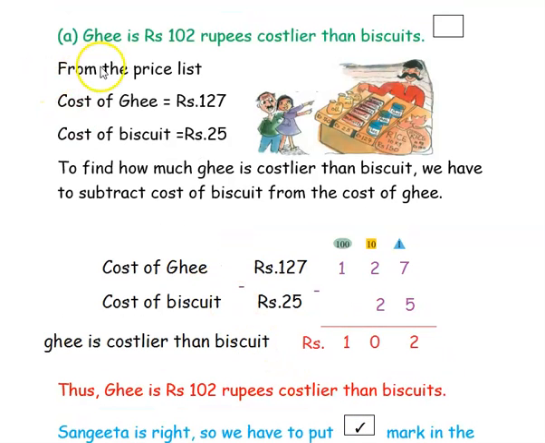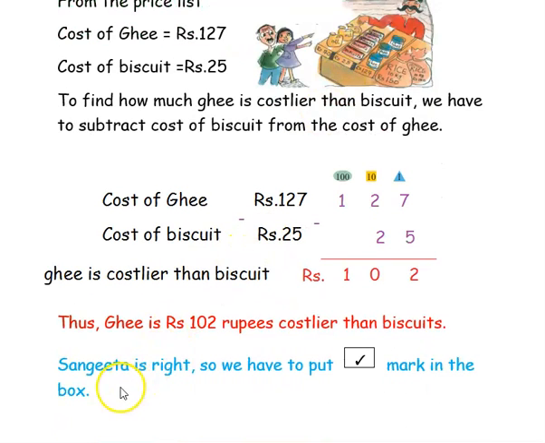Sangeeta also said the same: ghee is rupees 102 costlier than biscuits. So Sangeeta is right and we have to put a tick mark in the box provided.